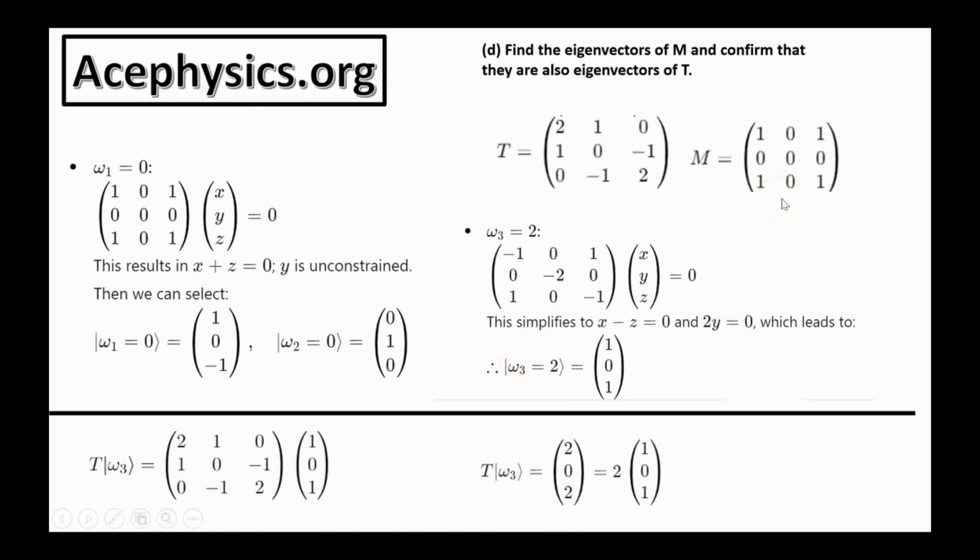Now what I want to show is that these eigenvectors are also eigenvectors of matrix T. So I'm going to take T, for example, and multiply it by this eigenvector 1, 0, 1, and T onto the eigenvector omega 3 is equal to 2, 0, 2, which is 2 times this eigenvector. As you can see, this eigenvector of M is also an eigenvector of T. Now let's try it for the other two eigenvectors.